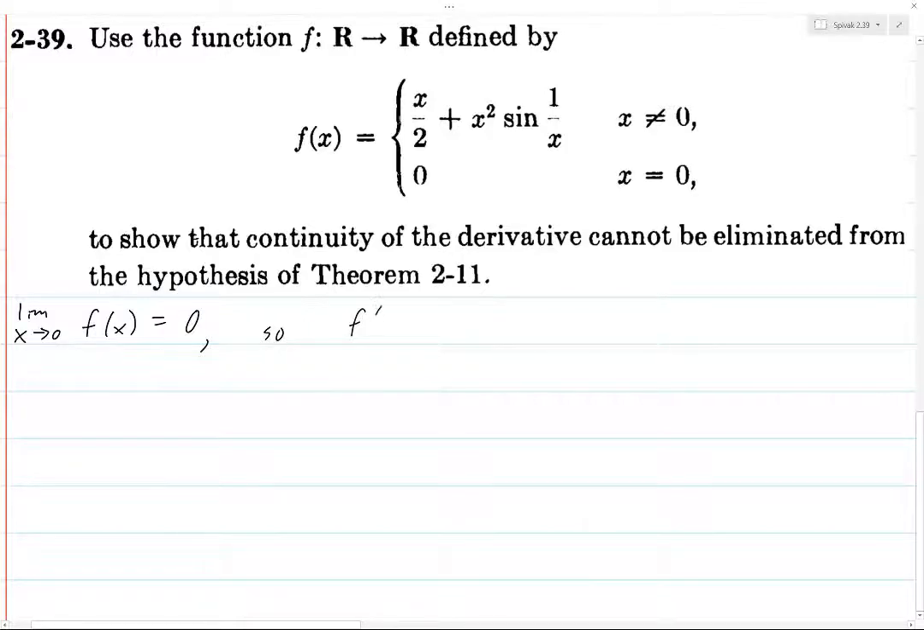So f prime at 0 equals 0. Because if you remember the definition of the derivative, let's actually write out one more just to make it a little more clear. So we're going to have 1 over h, and then we have f of 0 plus h minus f of 0. And now f of 0 is 0, and the limit as h goes to 0 of f of h is 0, and so the numerator here is 0. And so this limit is obviously going to be 0 then. Okay, so the derivative exists at 0.